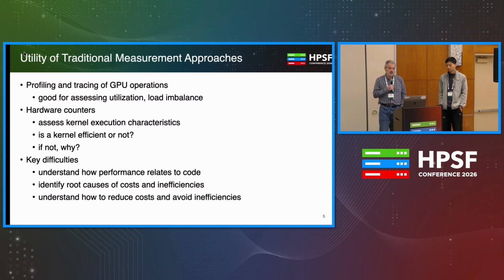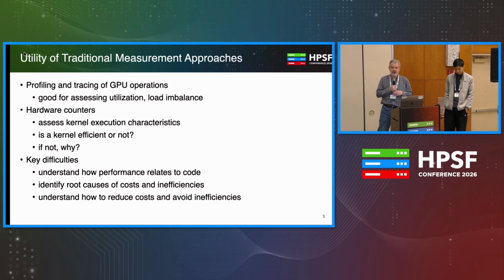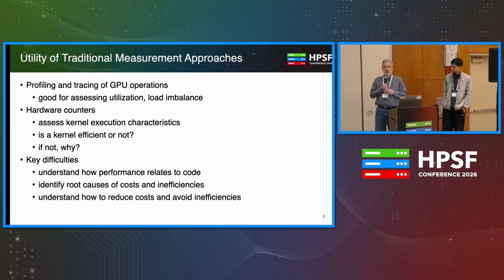These kinds of measurement approaches with profiling and tracing are good for assessing the utilization and the load balance or load imbalance across the GPU. You get to see how much you're using it, and you get to see how you're using it over time. But what if you find you're spending too much time in your kernels? Then the question is, well, what's going on?